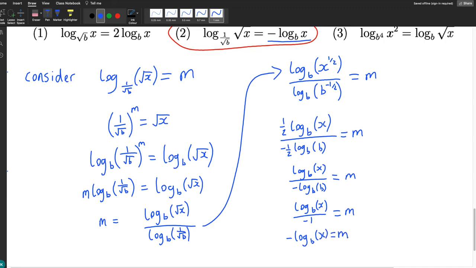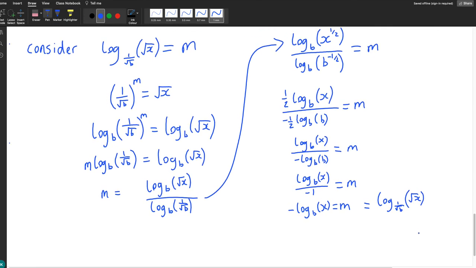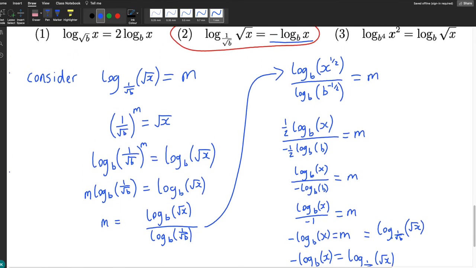And remember, the m was also equal to my initial quantity, which was log to the base 1 over root b of root x. So in actual fact, my conclusion must also be that minus log to the base b of x is equal to log to the base 1 over root b of root x, which was my initial statement, right up here. Look at that.